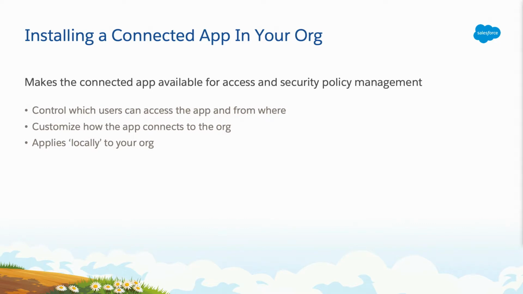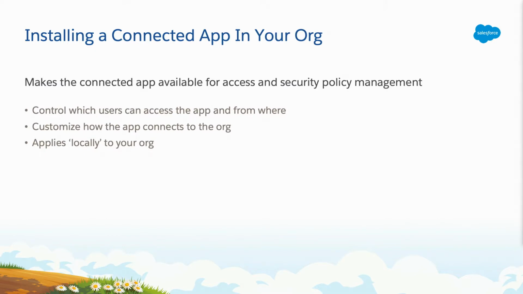Now, installing a connected app. When we talk about installing an app into your org, we are not talking about downloading some kind of software onto your org or your computer so that you can run a local version of it. That is not how this works. How it does work is it makes that connected app available for your own policies to be enforced upon it. So you're making a local copy of that app's metadata so that you can customize how it's being used, where it's being used from, how the sessions are managed. We'll go through that in detail.